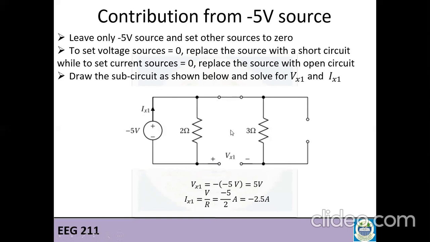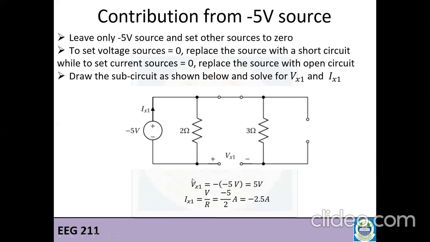The next thing is you now draw the sub-circuit, leaving the source that you are interested in getting the response from. In this case, it's minus 5 volts. And then we determine the response, Vx and Ix, due to minus 5 volts acting alone.